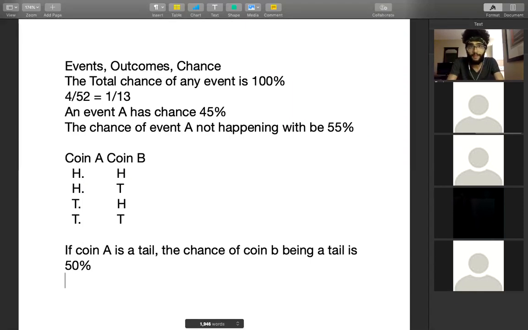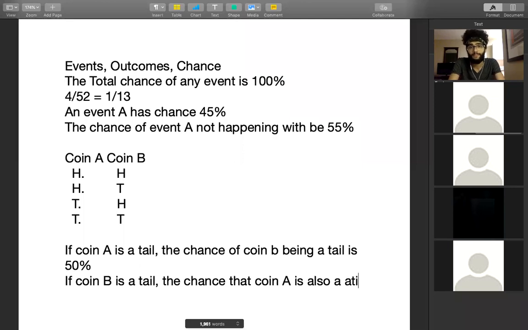Now let's do the other thing. If coin B is a tail, the chance that coin A is also a tail is 50%. Right? There's absolutely nothing, because if coin B is a tail, then it eliminates the first and the third outcome. So it has to be one of the second or the fourth. So it has to be the fourth. So it's 1 out of 2.